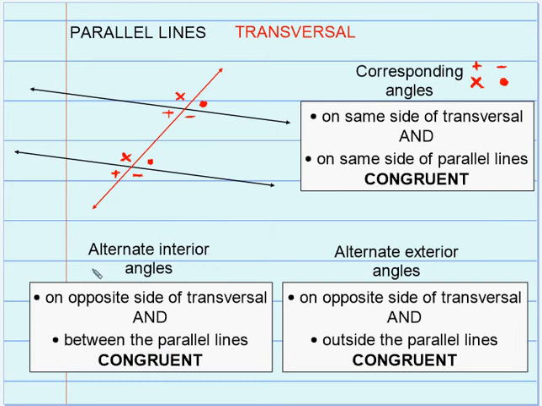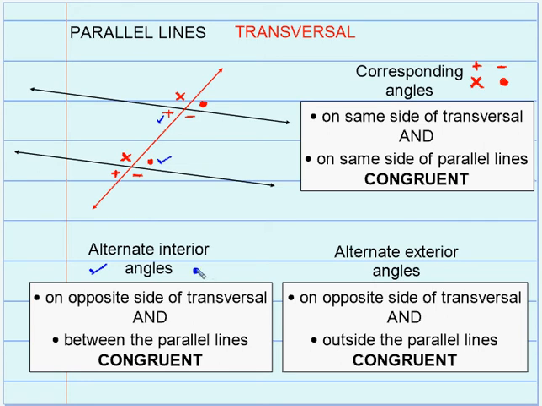So I'll use blue and we'll make a check mark, and they have to be between the parallel lines, so we're on the inside of the parallel lines. So if I make a check mark here, this angle has to be congruent to this angle here, because they are on opposite sides of the transversal and are inside the parallel lines.